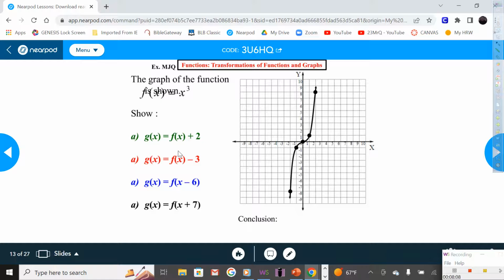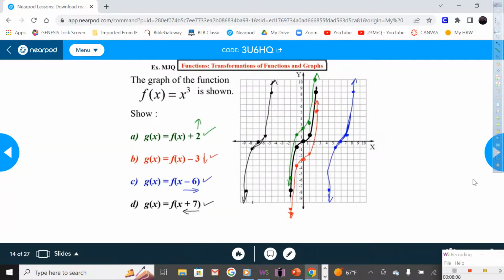Alyssa, what do you think? 2 up. That is correct. Hands, have you got 2 up? Yeah, and so on and so forth. And the bottom one, this one, tell your neighbor where this one's going to move the original to. Where's this one going to move it to? Everyone? 7 to the left, yes. So therefore, all the transformations are here.